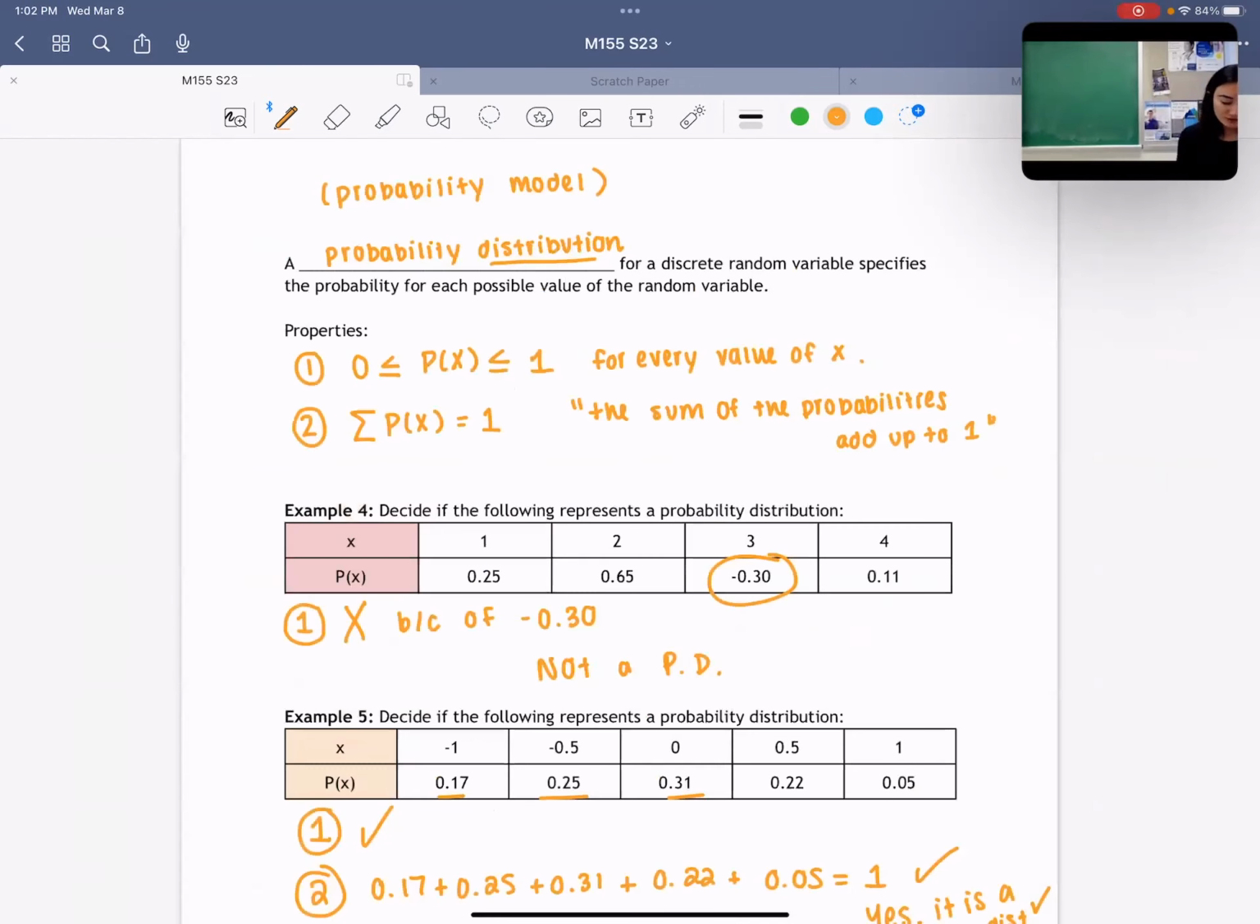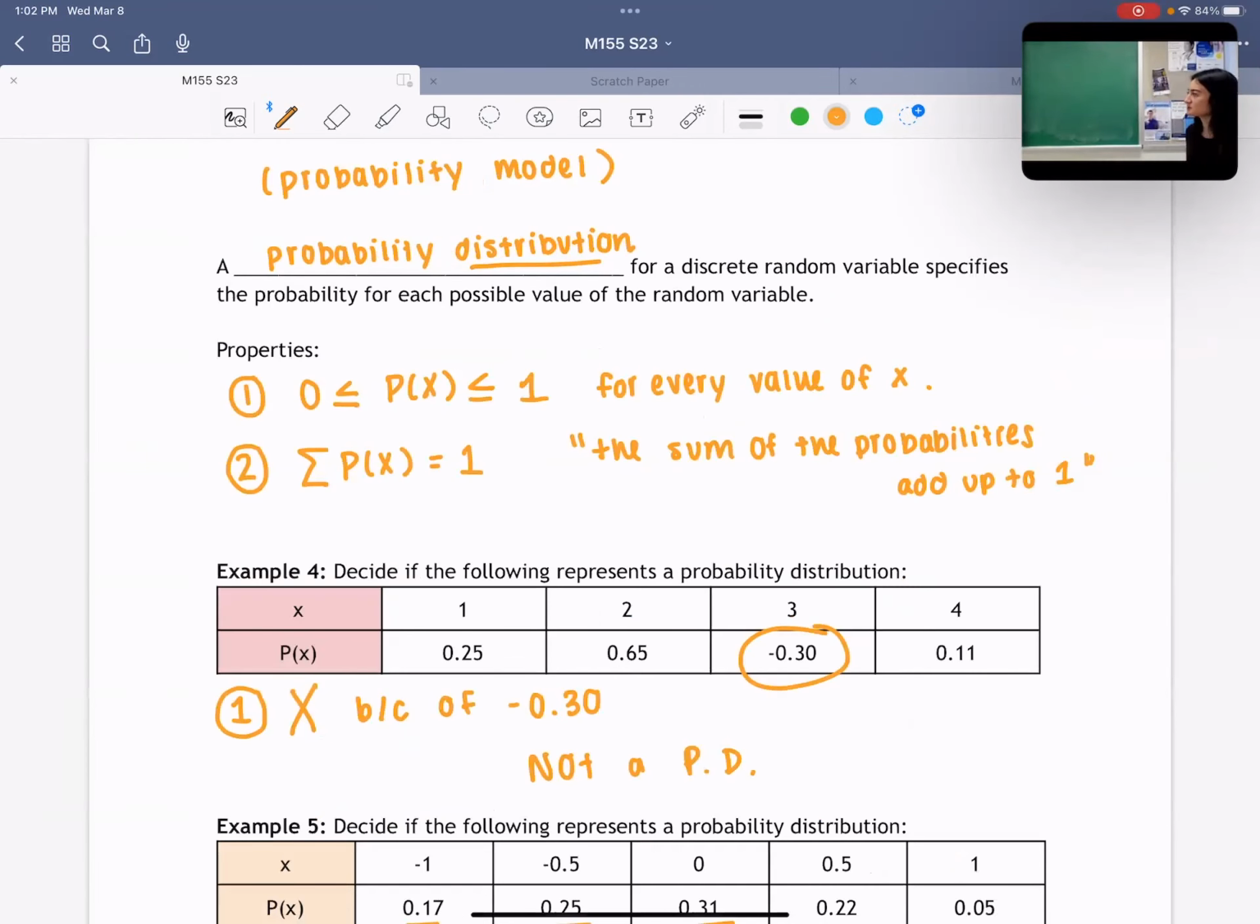We talked about the idea of a probability distribution. It's basically a chart that gives all the things that can happen and then lists the probabilities of each of those things. And in order for something to be a probability distribution, all the probabilities have to be between 0 and 1. Like you can't have a negative probability. And also the sum of all the probabilities has to equal 1.